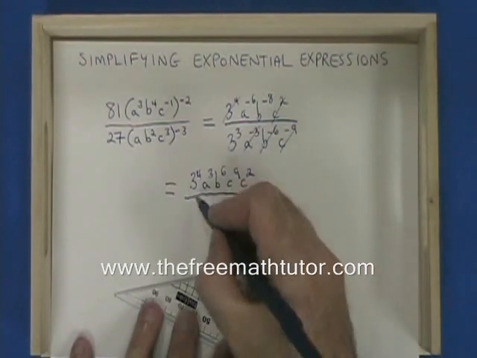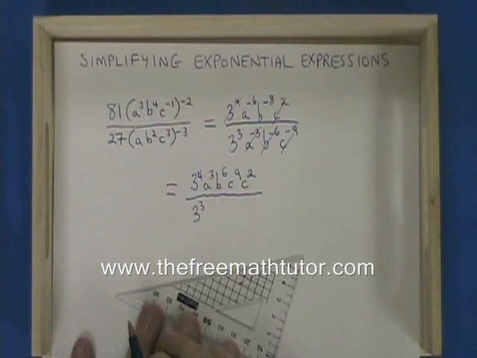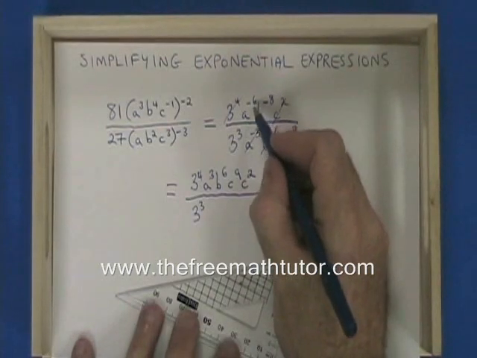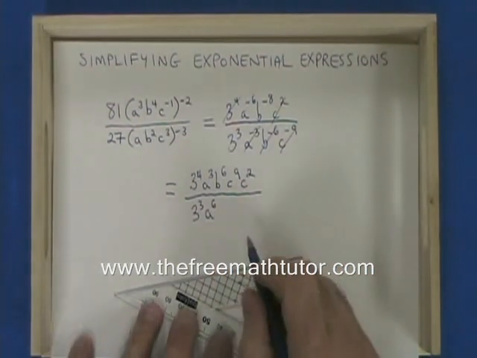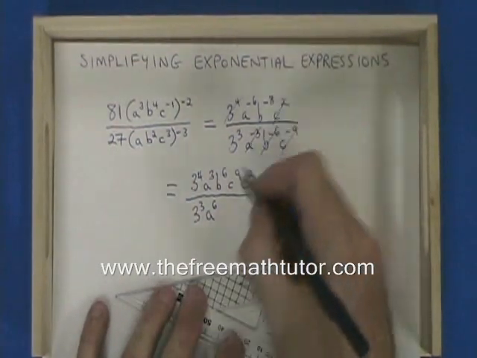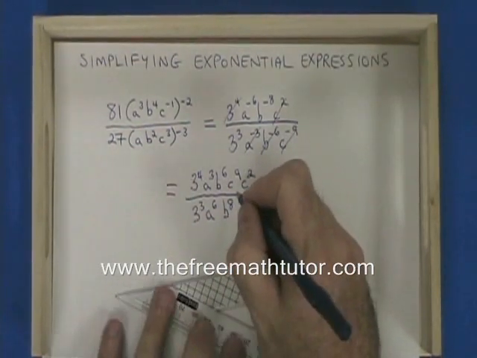The 3 to the power of 3 on the bottom stays on the bottom. It already has a positive exponent. A to the negative 6 moves to the bottom and becomes a to the positive 6. B to the negative 8 moves to the bottom and becomes b to the positive 8.